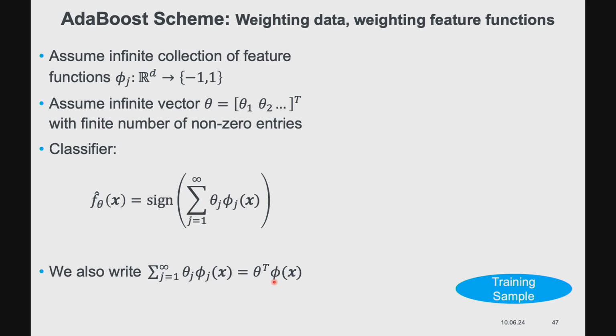Now, given all that, what is the idea? The idea is we have some training data, some training sample, and we start incrementally to add new feature functions and weigh them. So given this training sample, we create our first feature function with, for example, such a decision stump as I just showed you a few slides ago.